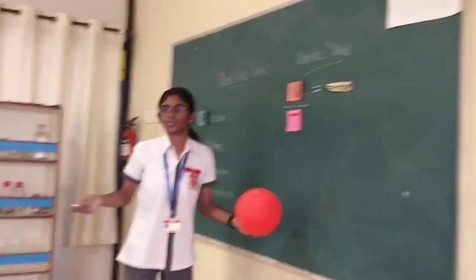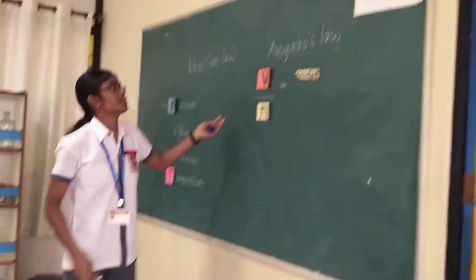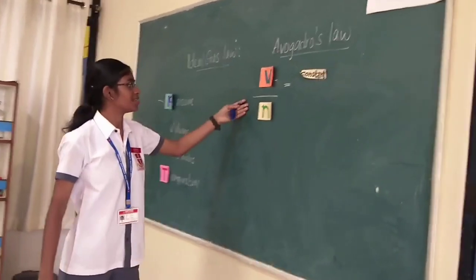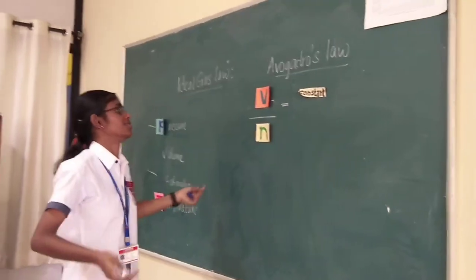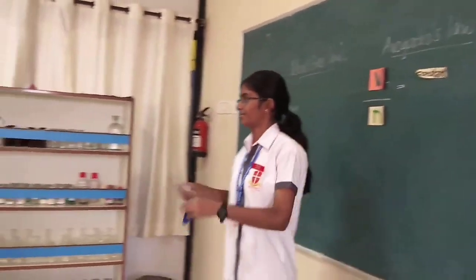Avogadro's law is just as simple. Okay. Avogadro's law is basically self-explanatory. Basically, as you increase the number of moles, the volume increases as well. You have more substance and therefore it takes up a larger volume. So to demonstrate it, I'll call Nazira.